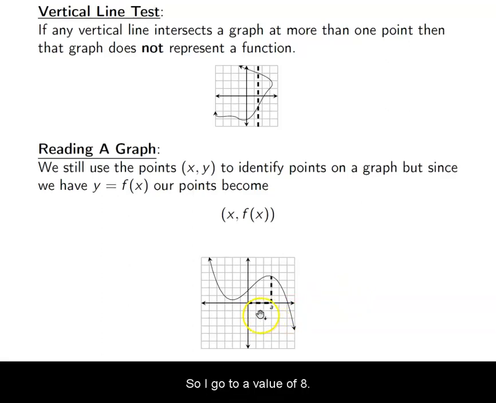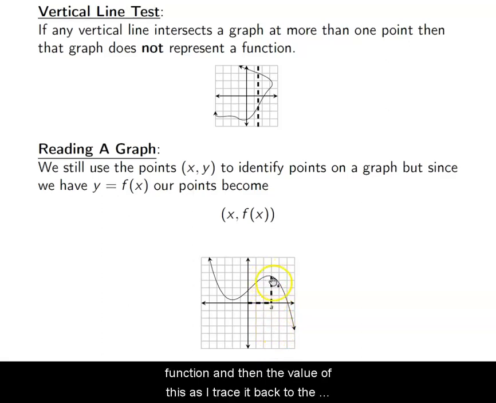So I go to a value of a. Okay, that's my input. I go up until I hit my function, or down until I hit my function. And then the value of this, as I trace it back to the y-axis, is my function output. Okay, so I call this a, f of a. So if this was 3, it would be 3 and f of 3.